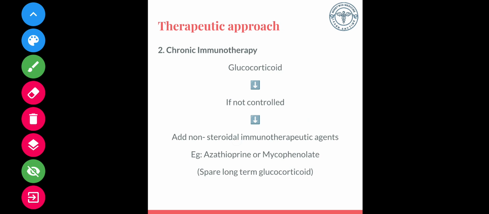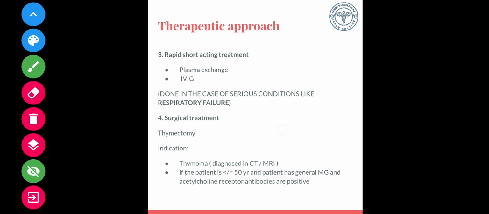Second treatment is chronic immunotherapy. Here you give the glucocorticoid, and if it is not controlled, add non-steroidal immunotherapeutic agents like azathioprine or mycophenolate. This can be used as a steroid-sparing agent for long-term glucocorticoid. Okay, that is the chronic immunotherapy.